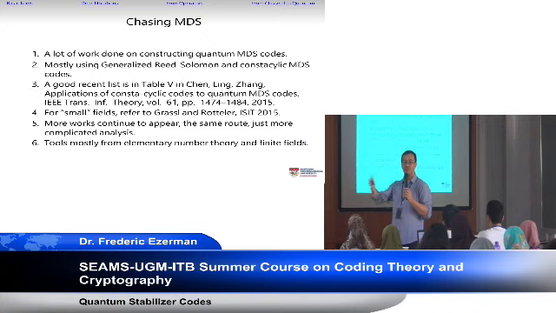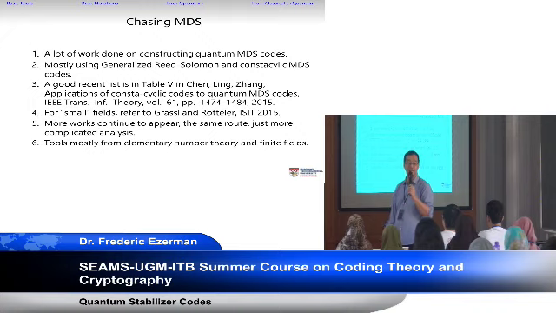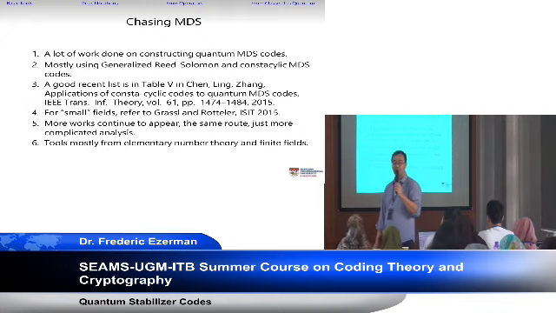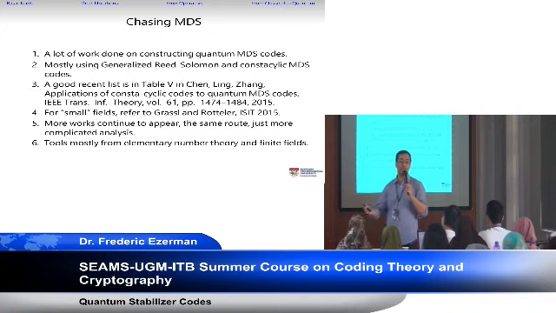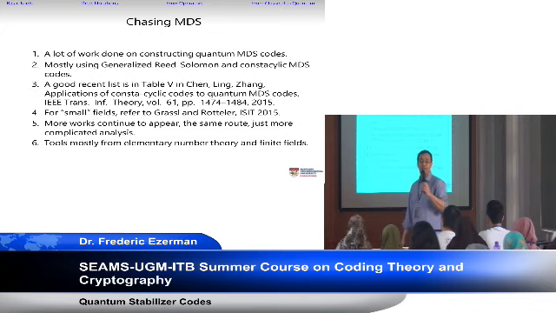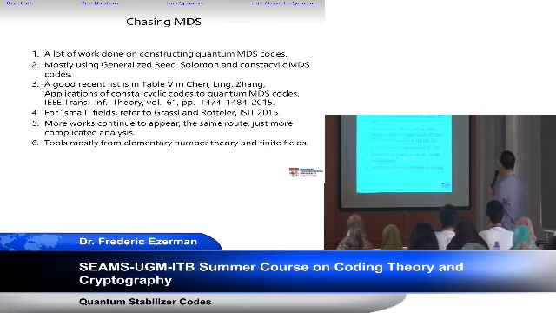MDS, the length is bounded by the field size. So if it is quaternary, over F4, the best length you can get is 6. So it is very nice mathematically, very challenging work as well. But in terms of usefulness for quantum error control, as we know it right now, not very much.